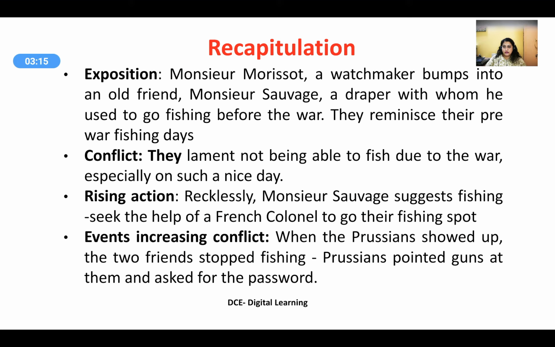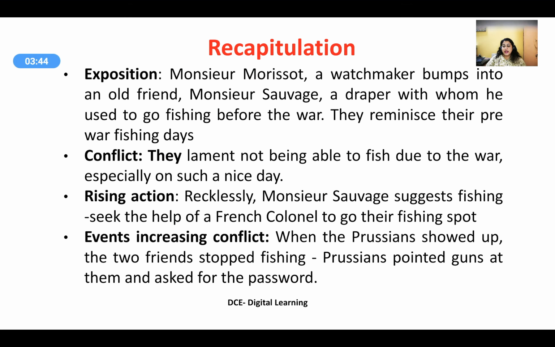Next comes conflict. Conflict is a sort of knot. If a story proceeds smoothly, then there is no plot. What is the conflict? What is that knot? What is that problem there? When the two friends meet, they lament. In fact, they are very sad that they are not able to go fishing like they used to do before the war, and that too especially on such a nice day. The occurrence of this thought itself in their minds gives rise to the conflict.